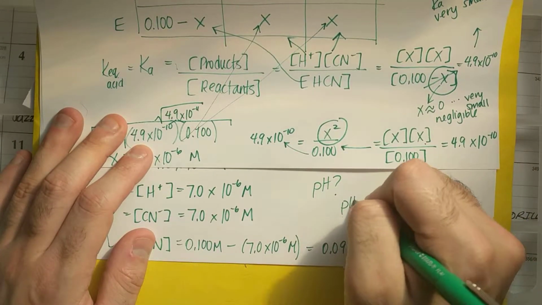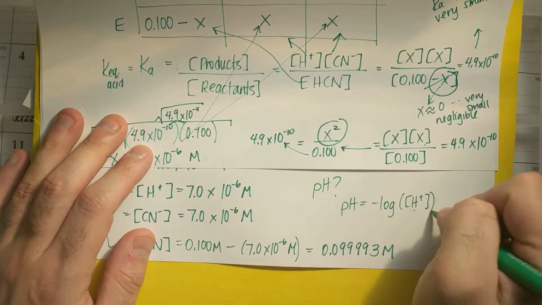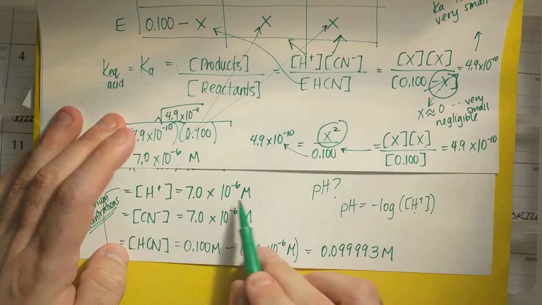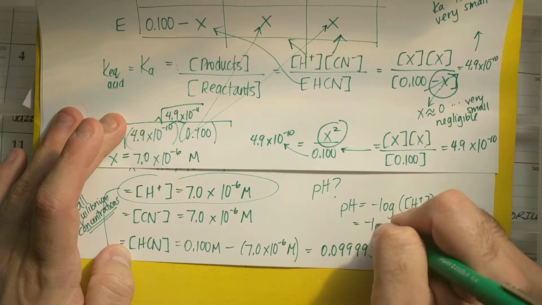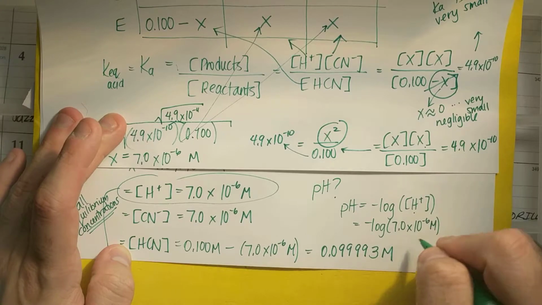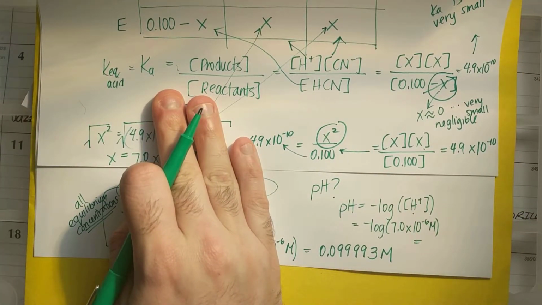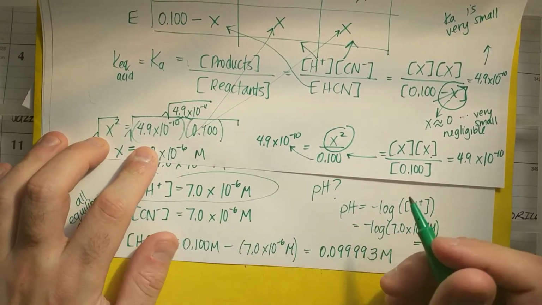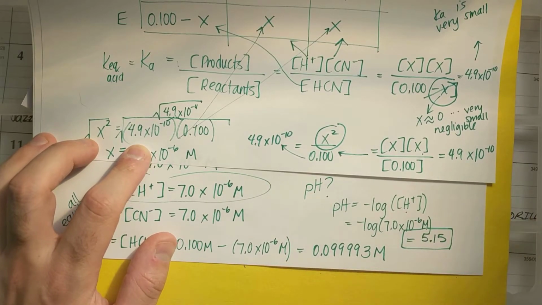Well, pH is equal to the negative log of the concentration of H+. So if I'm looking for my concentration of H+, it's right here. So I'm going to do the negative log of 7.0 times 10 to the minus 6 molar. If I do this calculation correctly, negative log of 7.0 times 10 raised to the minus 6, I get 5.15. That would be my pH.